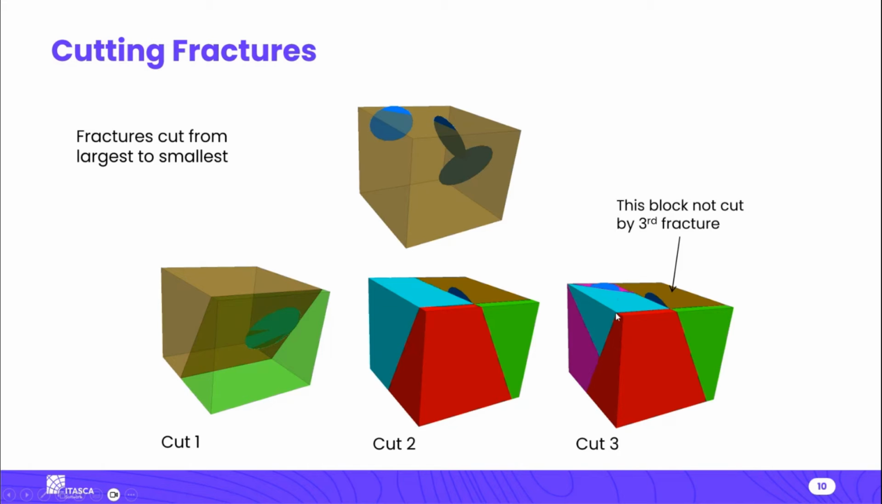So you can imagine if you had many, many fractures and you sort from large to small, this gets more and more efficient as you go along. You're cutting fewer and fewer blocks. You don't end up having to make a whole bunch of cuts that are unnecessary.